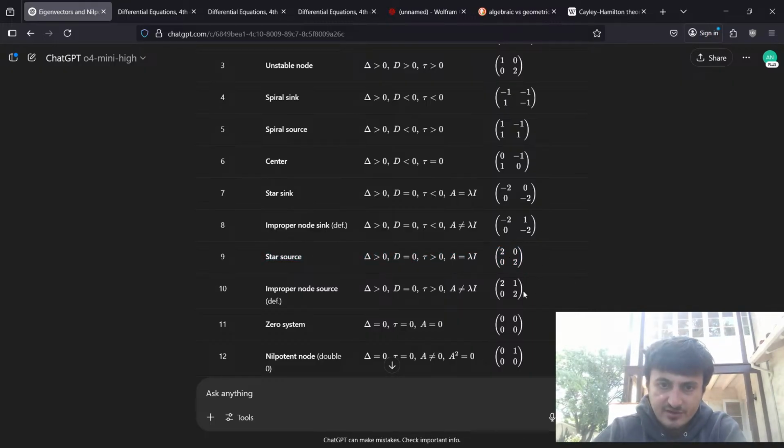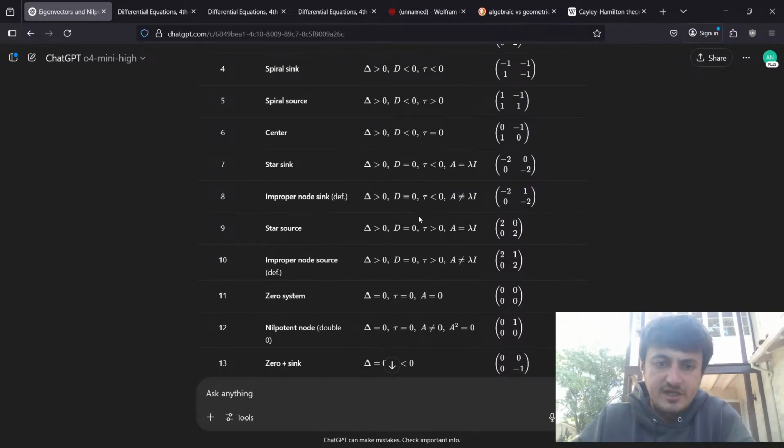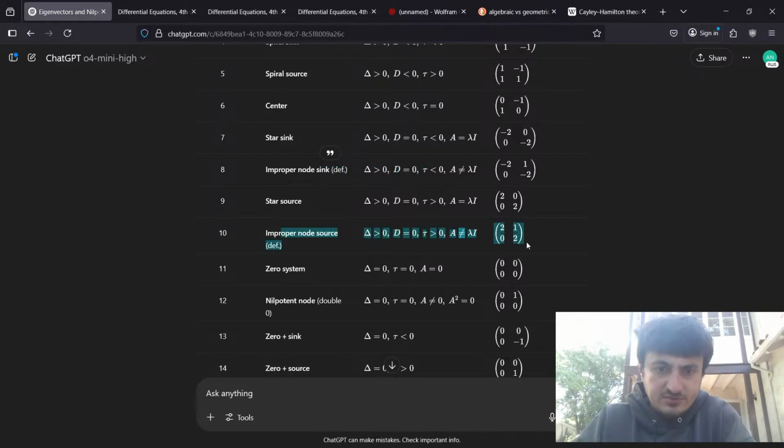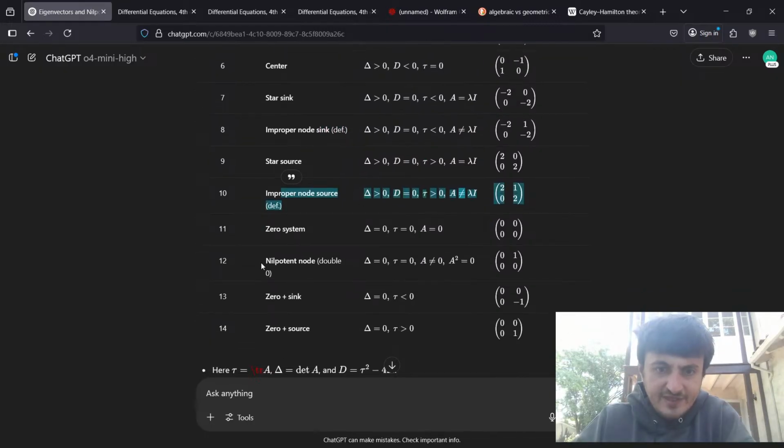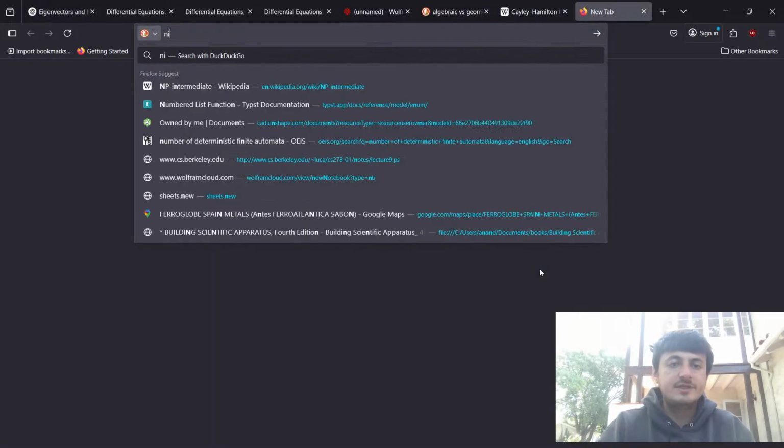So these two I missed out on. Improper node source, I guess, and so what do those look like? These are the ones. So wait, but there were 3 that I missed out on. I missed out on this one, and this one, nilpotent node. This is 12, 13, and then 14 is nilpotent node. What does nilpotent mean?